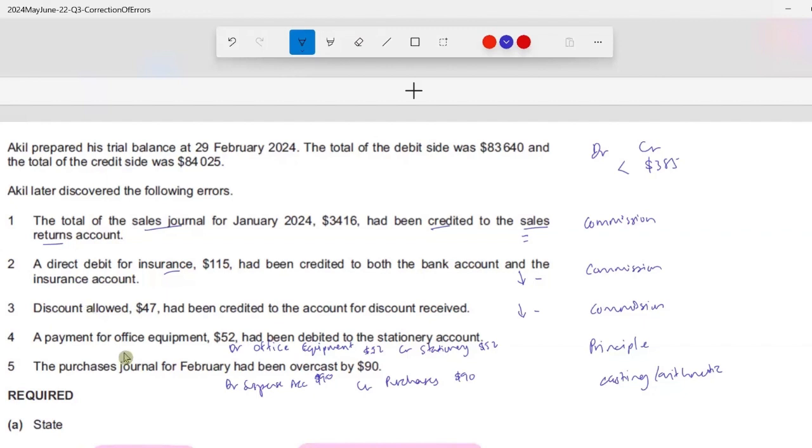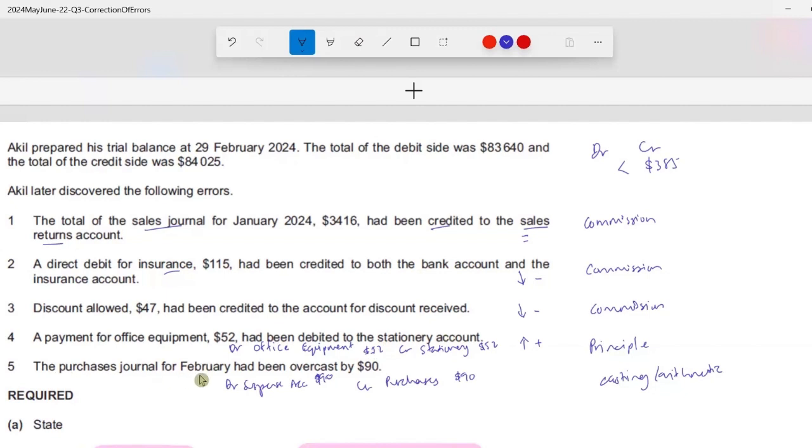Okay. Error number 4, right? Payment for office equipment is a non-current asset, right? It has been debited to stationery account. When the error happened, it's treated as an expense. After the correction is done, we remove this error, this expense is removed. Lesser expense results in higher profit. We'll add on to the profit later on.